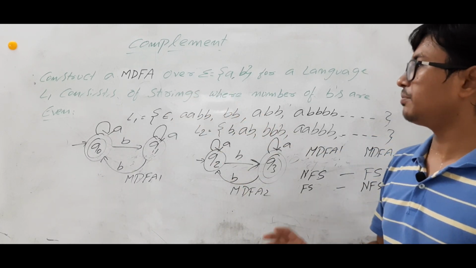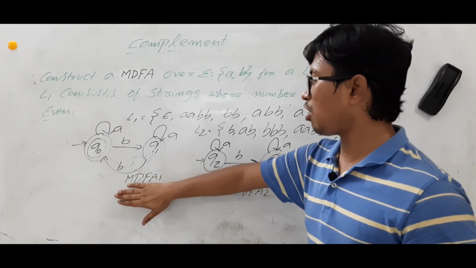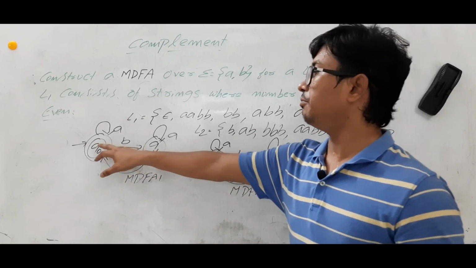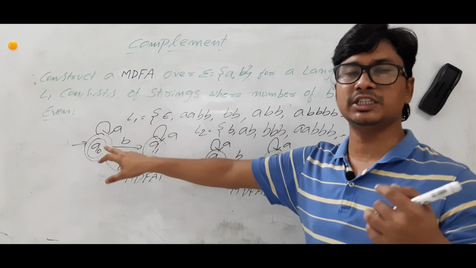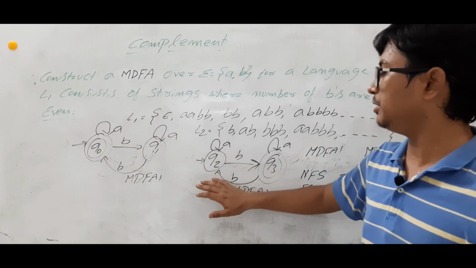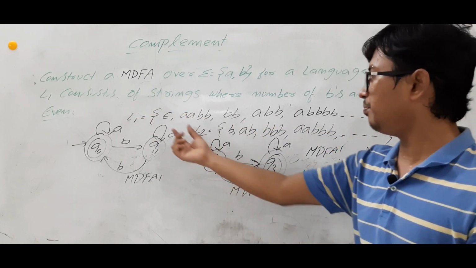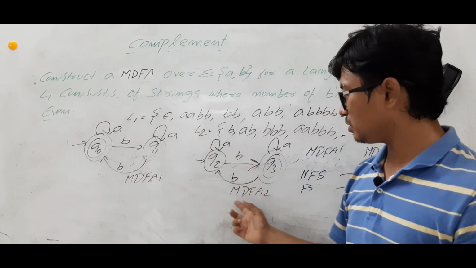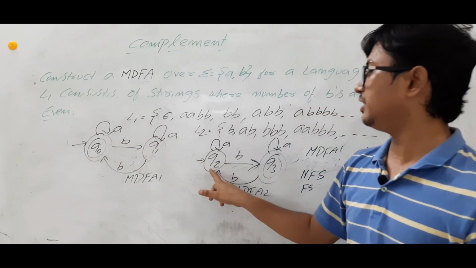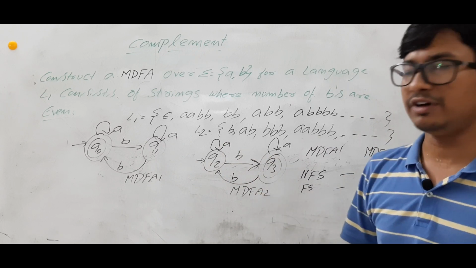Is it clear? Let me repeat this. What is the statement I have given? How can you complement the minimized DFA1? By converting the non-final states to final states and final states to non-final states, you will get the minimized DFA for the complement of L1. So the complement of L1 is L2, and this is the minimized DFA2. Here there was a final state, and it became a non-final state, and the non-final state was converted into a final state.